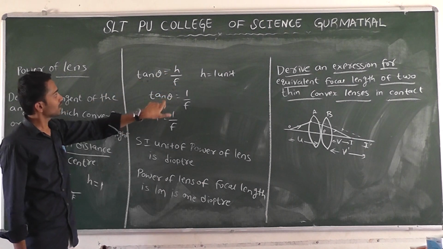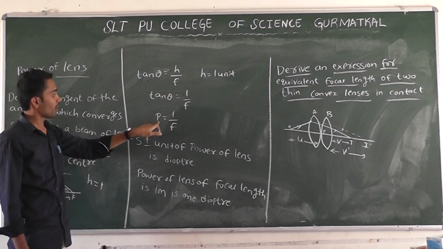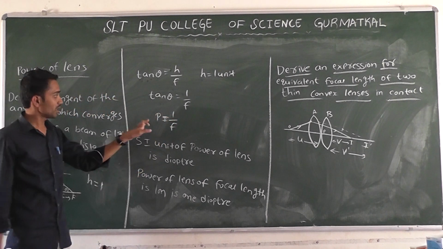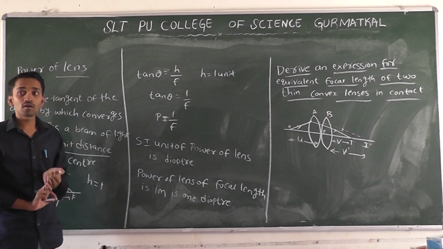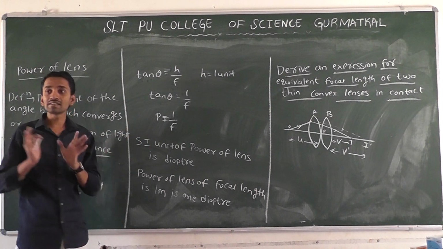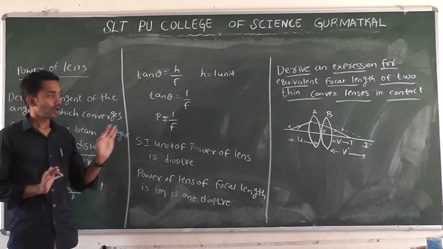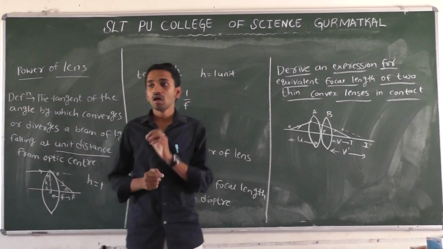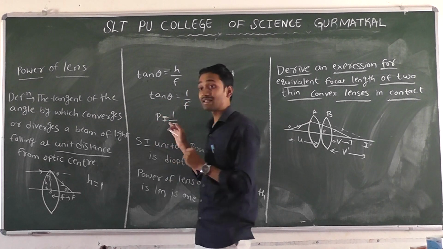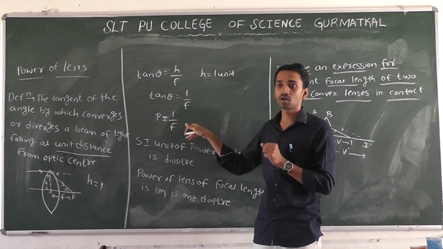So in tan theta, in place of h we write 1, and the remaining is 1 by f. So the power of a lens is inversely proportional to the focal length. So P is equal to 1 by f. When the focal length decreases, the power of the lens increases. When the focal length increases, the power of the lens decreases. So P is inversely proportional to f.